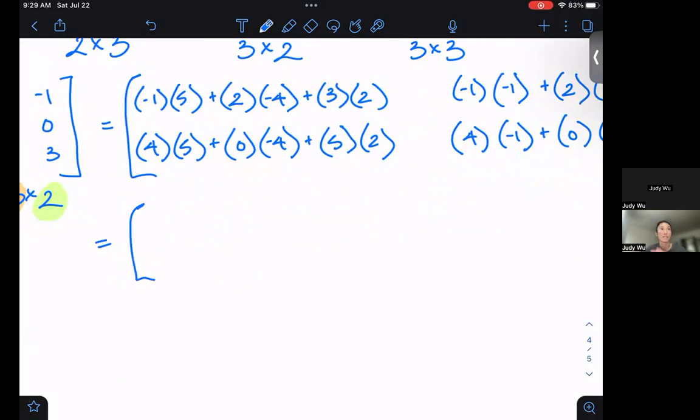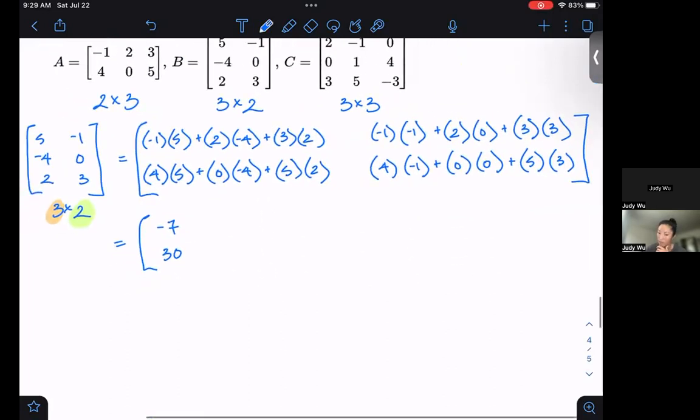-8 plus 6 is going to give me -7 for that first entry. All right, what about below that? 4 times 5 is 20 plus 0 plus 10 is going to give us 30. Okay. What about over here? Well, I've got 1 plus 0 plus 9, which will give me 10. And then -4 plus 15 is going to give me 11.